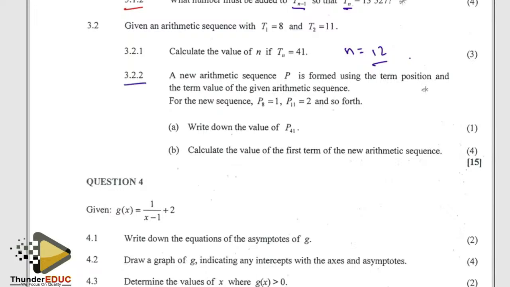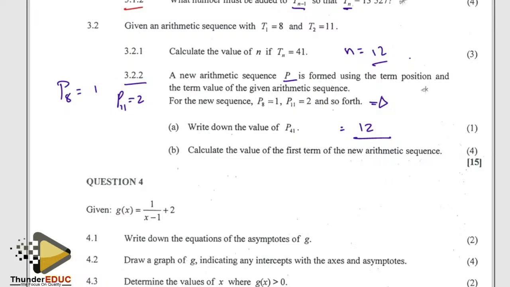Then 3.2.2 is a new pattern, that is P, using the term position and the term value, which means P8 is 1, P11 is 2. In other words, things have been switched around. Chances are high this is going to be having some bits of fractions. They want us to get P41. We just switch the values. So I'm going to say P41 is 12. Because if n 12 in the first sequence is giving us 41, which means P41 must be 12. That's why it's even 1 mark.